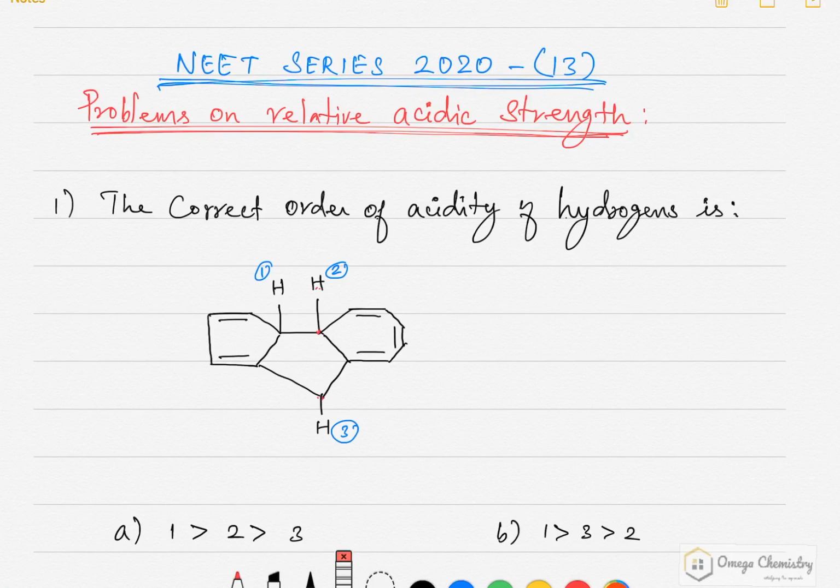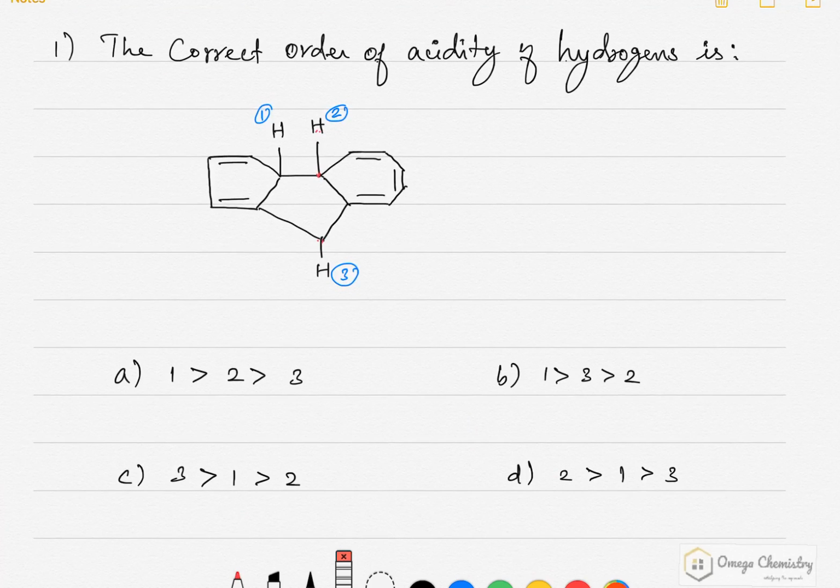Let's learn about some relative acidic strength of the organic compounds. I strongly suggest you to pause the video, work out, find the answer and check your solution. So the first problem is, the correct order of acidity of hydrogens is, the right answer is B.